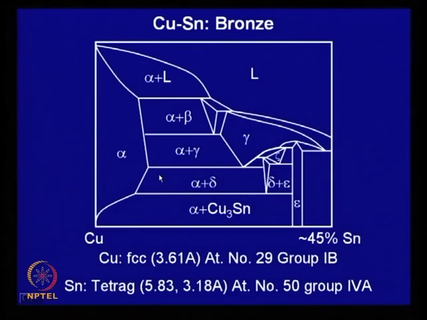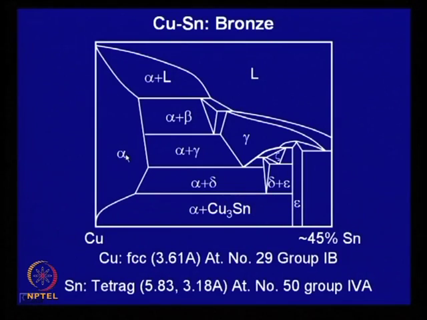Now, in case of this bronze alloy, you have a peritectic over here, another peritectic here, and then again you have a eutectic here, and you have a eutectoid, a peritectoid, and another eutectoid here. So, you have multiple eutectoid and peritectic systems, and you have a number of these phases.